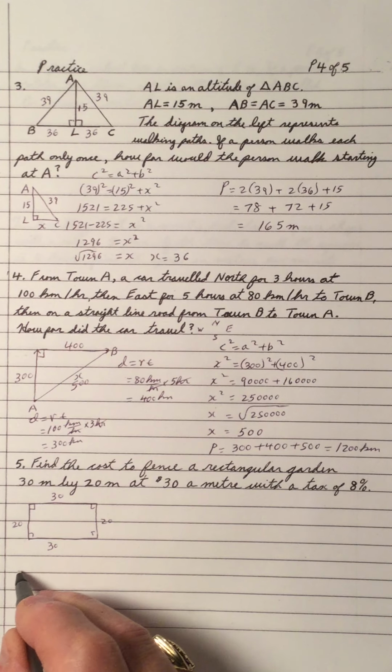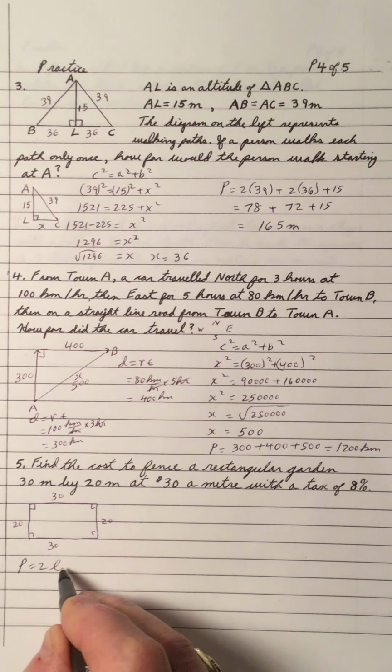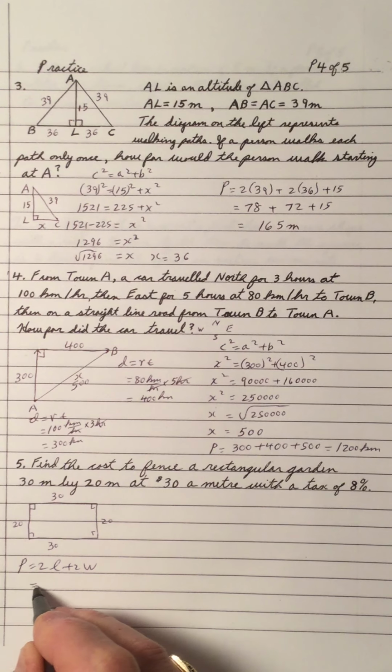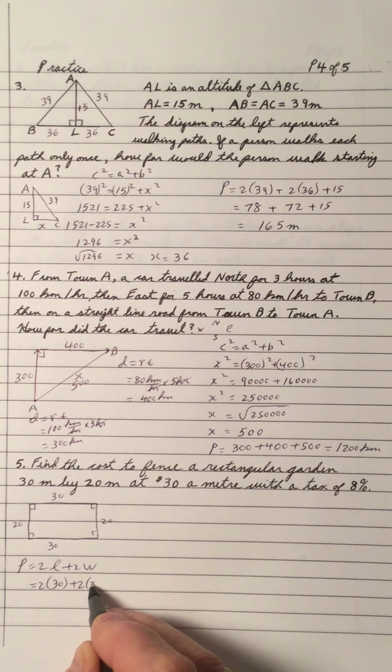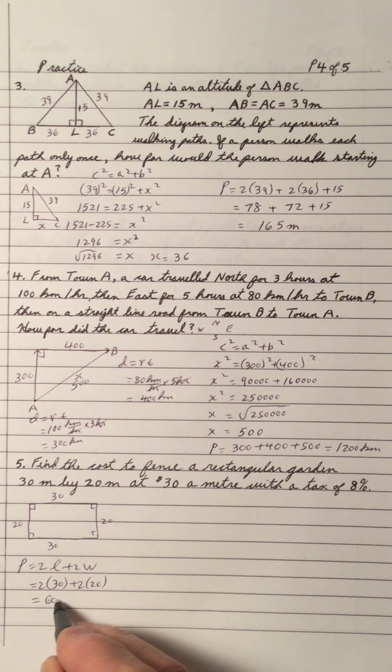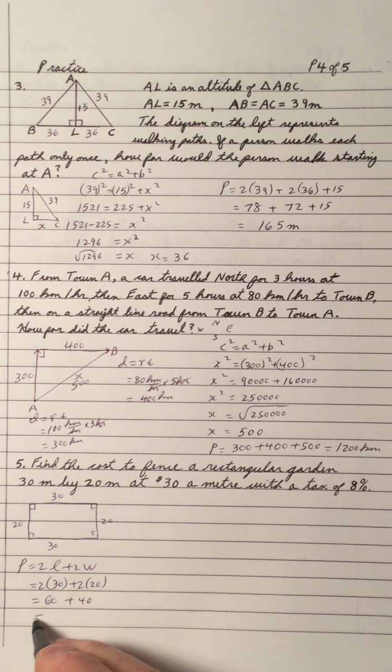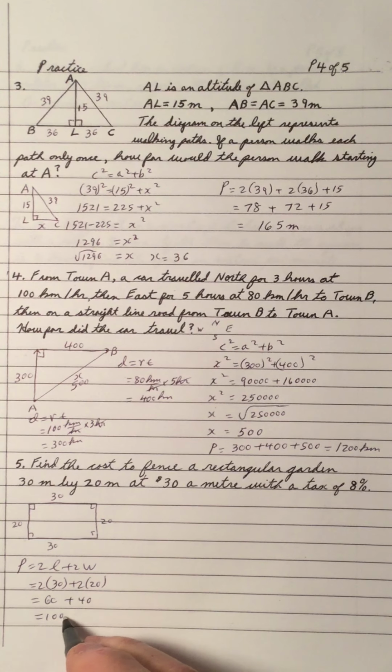The perimeter of a rectangle is 2L plus 2W. So we got 30 for the length, 20 for the width. That's 60 plus 40. So the perimeter of the garden is 100 meters.